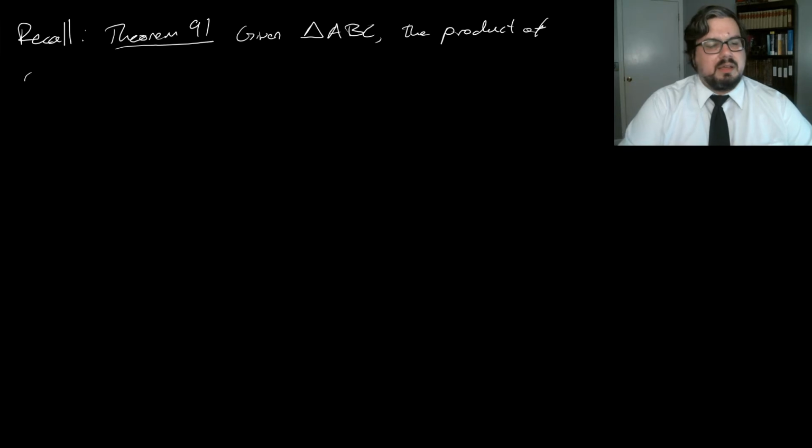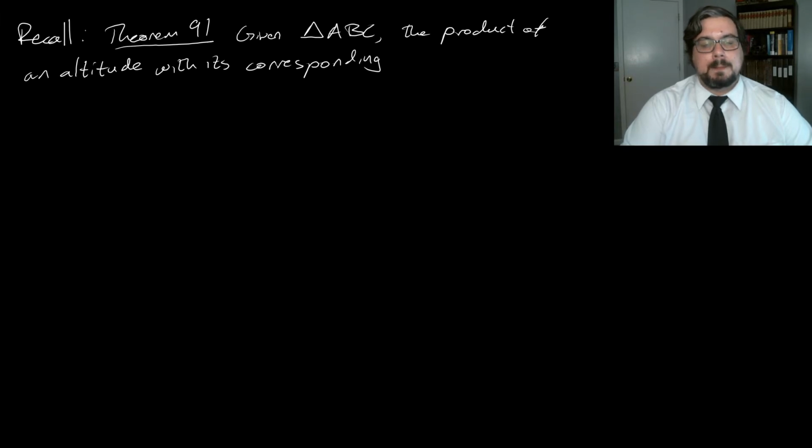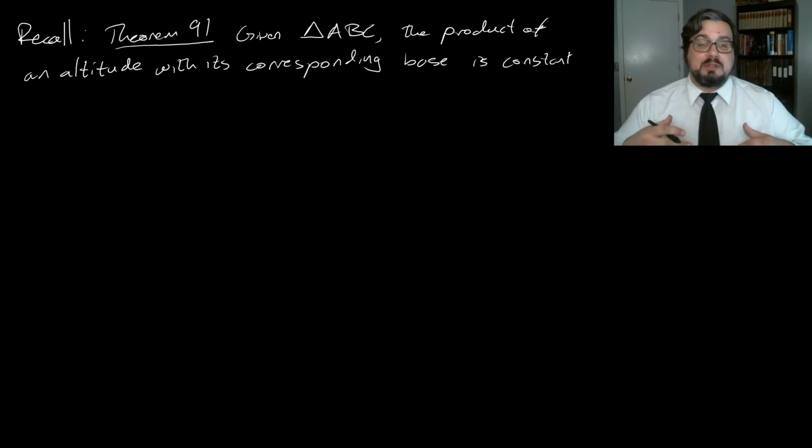of an altitude, or the length of an altitude, with its corresponding base is constant. In other words, if I look at the three different altitudes of this triangle with their three different corresponding bases, and I multiply their lengths together, I always get the same number. That means that that number is something that can be uniquely and in a well-defined way associated to the triangle ABC.